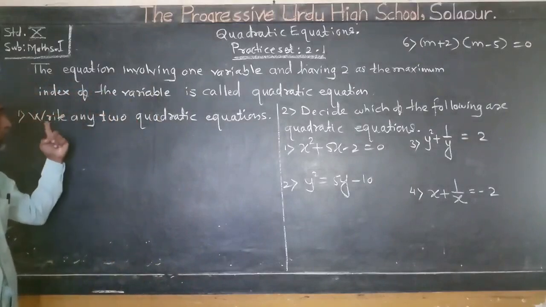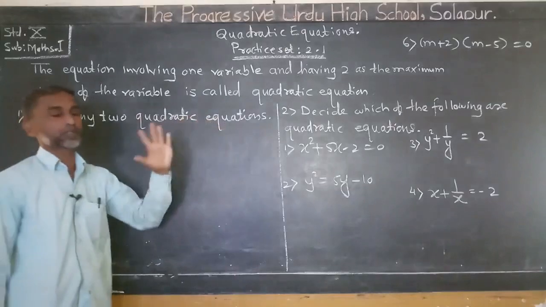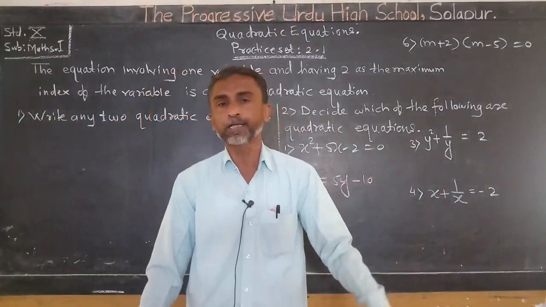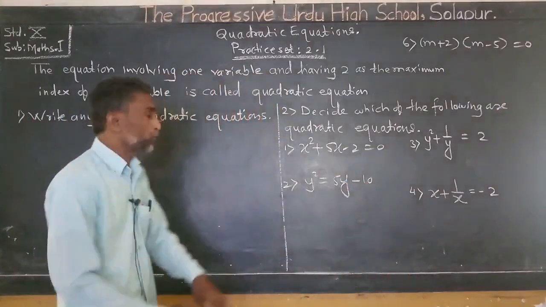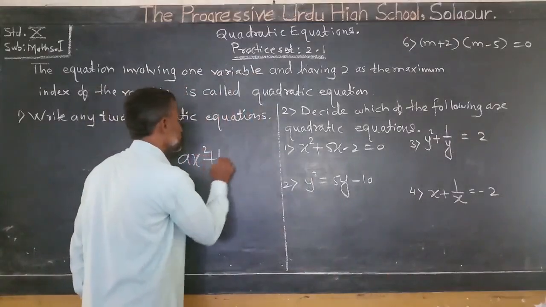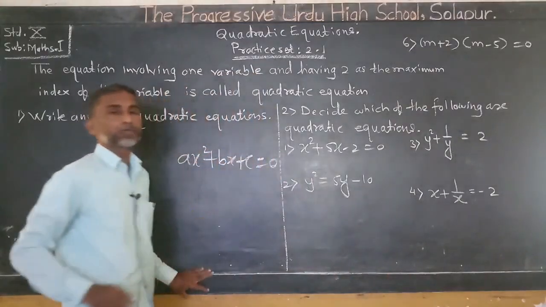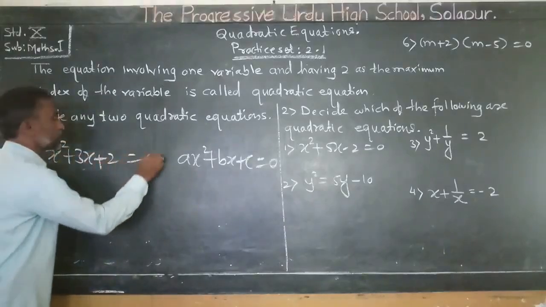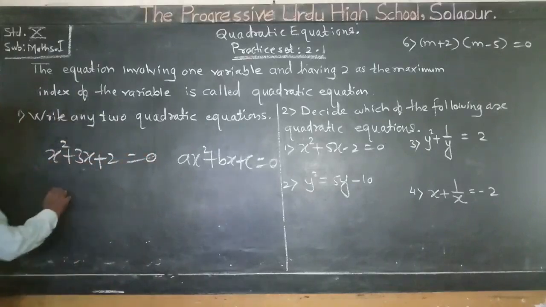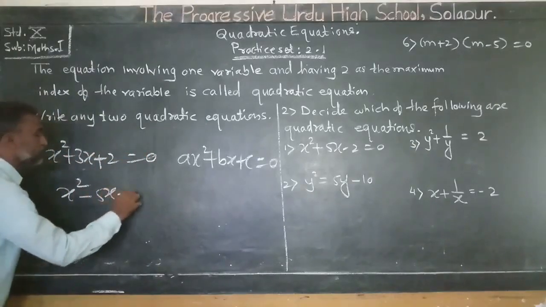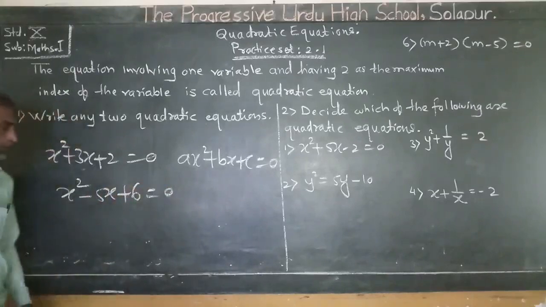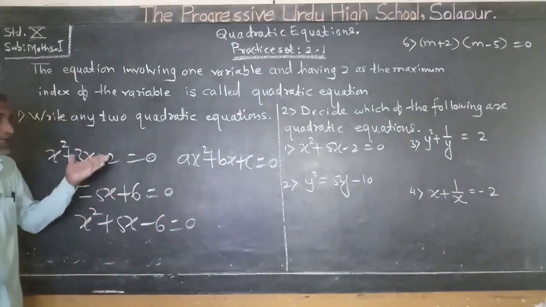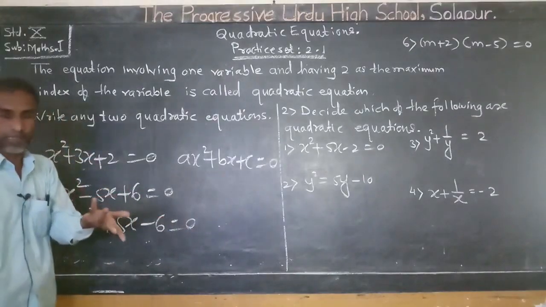Question number 1, write any two quadratic equations. It is an open-ended question. You can write any quadratic equation you want, but it should be in the form ax square plus bx plus c is equal to 0. For example, x square plus 3x plus 2 is equal to 0. It is a quadratic equation. X square minus 5x plus 6 is equal to 0. X square plus 5x minus 6 is equal to 0. In this way, you can write any quadratic equation.